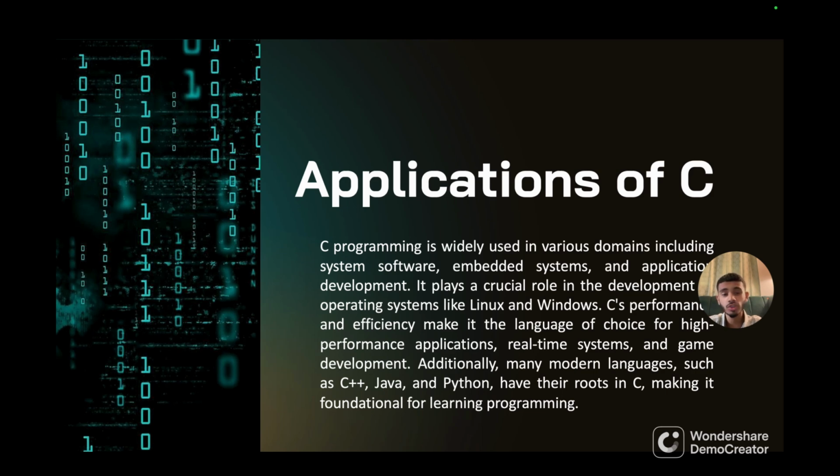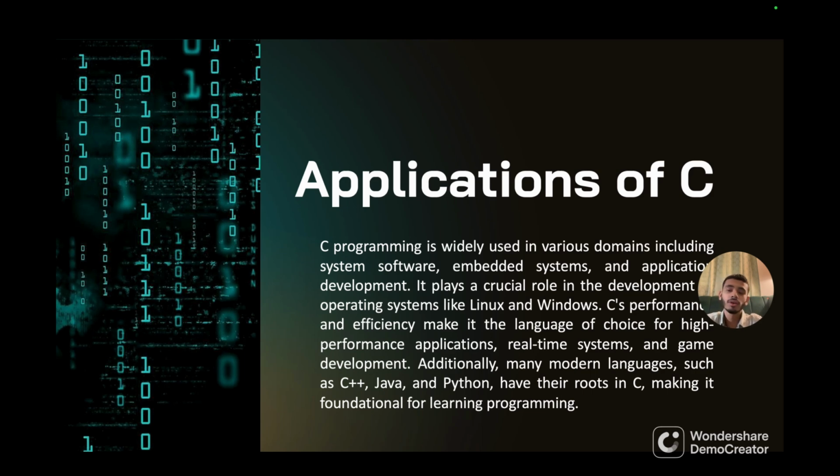It plays a crucial role in the development of operating systems like Windows and Linux. C's performance and efficiency make it the language of choice for high-performance applications, real-time systems, and game development. Additionally, many modern languages such as C++, Java, and Python have their roots in C, making it foundational for learning programming. You might be wondering, we can study other languages such as Python, C++, and Java. C++ is basically the advanced version of C, which includes the OOPS concept. So we learn C because it is very efficient and it runs the code faster.